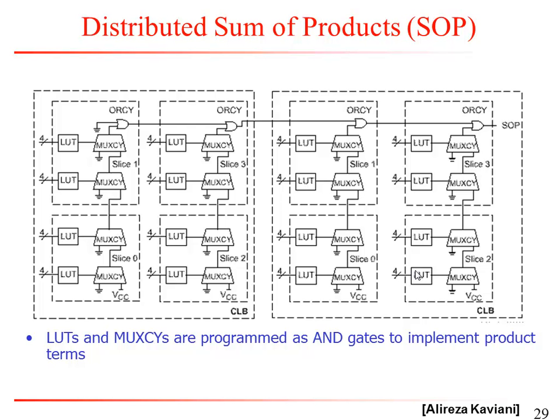And then you could have distributed sum of products, again using these ORCY gates that were shown in the previous slide. So if you have a gate that has 11, 12, 20 terms as a sum of product, then you can hook up a bunch of these slices together and implement it using that.